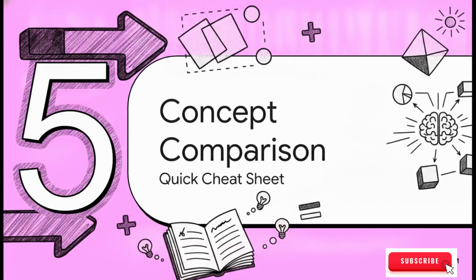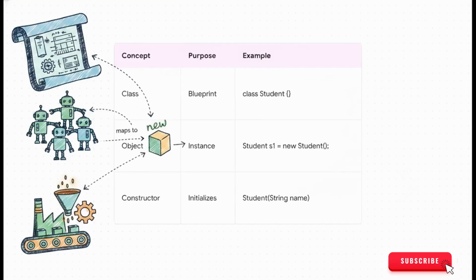Section 5. The quick concept comparison. We've covered a ton of ground today, so let's tie it all together. This cheat sheet is everything you need. Notice how it maps every concept directly to its purpose and exact syntax. The class acts as your blueprint, using the class keyword. Right beneath that, the object is instantiated using that all-important new keyword. And then the constructor steps in, matching the class name exactly to initialize the data. Definitely keep this reference handy when you're writing code.